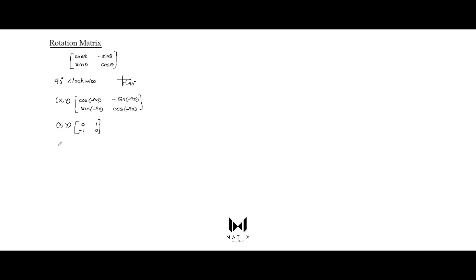Now we shall multiply this matrix. So we know when we have to multiply the row with the column. So x times 0 plus y times negative 1, and the second part will be x times 1 plus y times 0. Now on simplifying this, we get negative y comma x. So when you are rotating by 90-degree clockwise, the coordinates x comma y, they become negative y comma x.